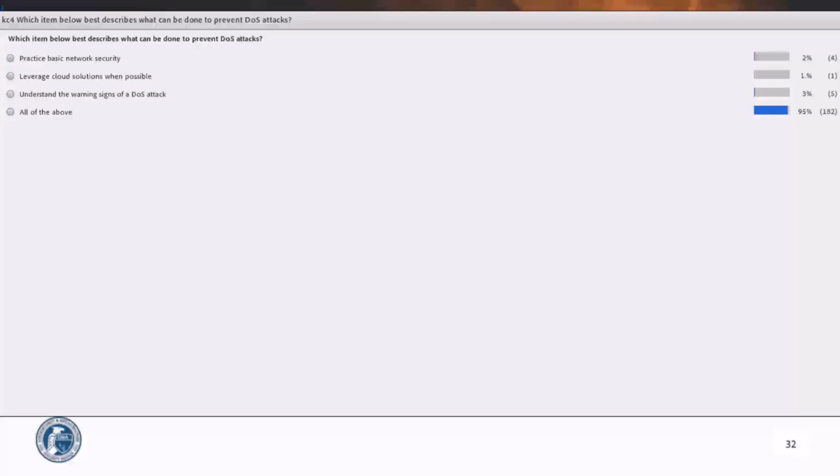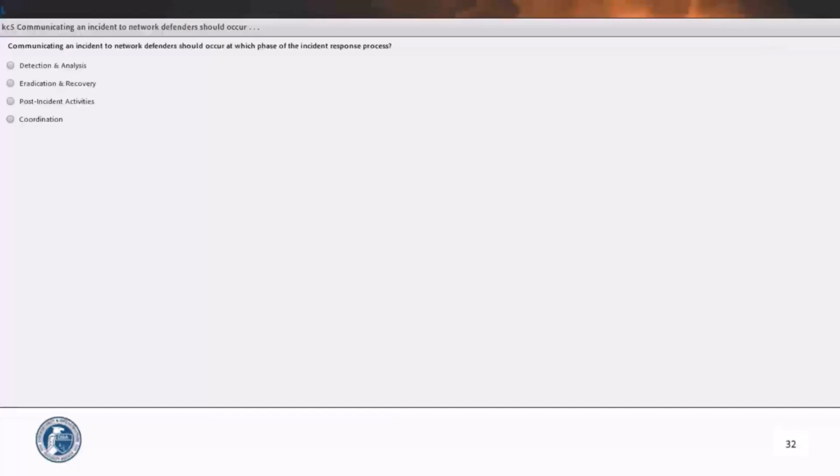Okay, let's take a look now at question number 2. All right, communicating an incident to network defenders should occur at which phase of the incident response process?